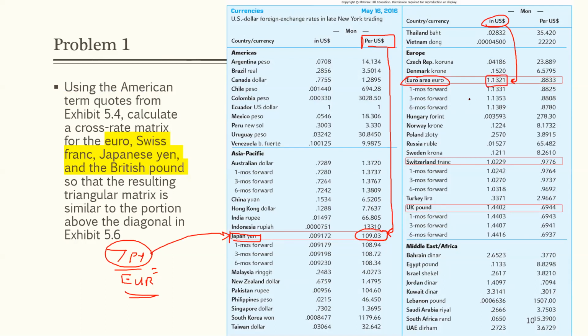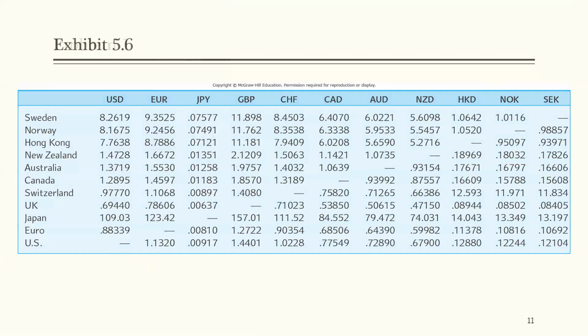So for this cross rate, I'm going to times these two numbers together. I'm going to times 109.03 with 1.1321. So let's do that.